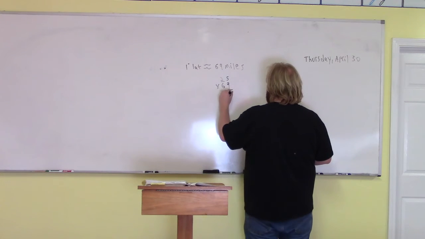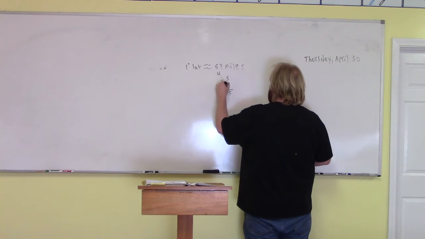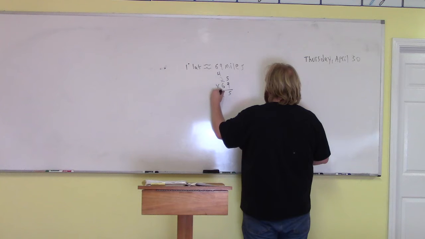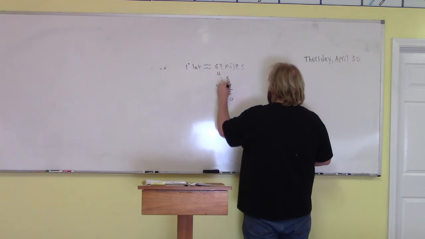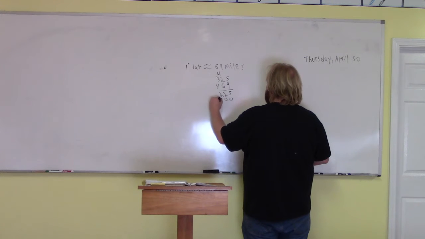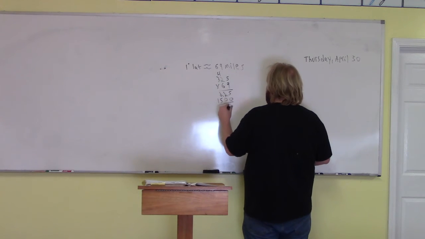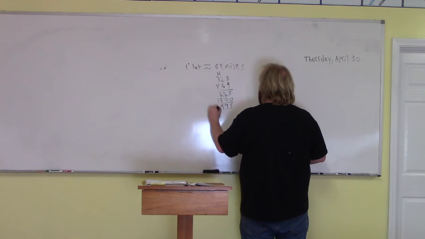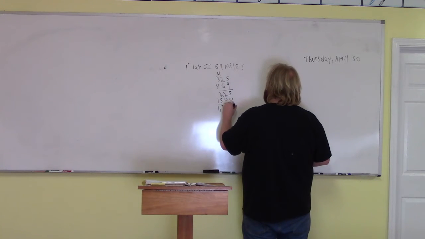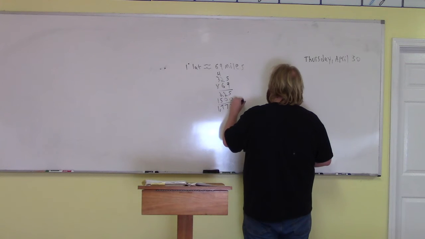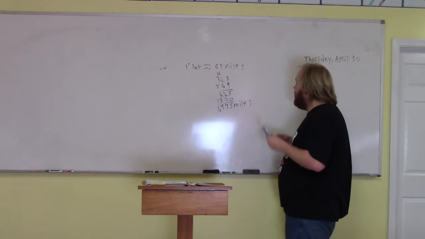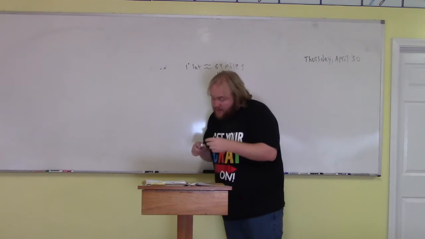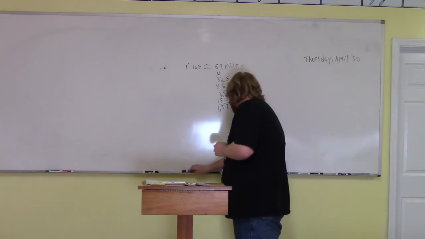5 times 9 is 45, carry your 4. 9 times 2 is 18, plus 4 is 22, carry your 0, 0, 3, 12, 15. So 25 degrees is about 1,775 miles. And that's how you do it. You take your degrees and you multiply it by 69. So let's do another one.